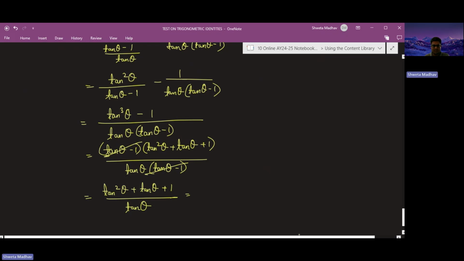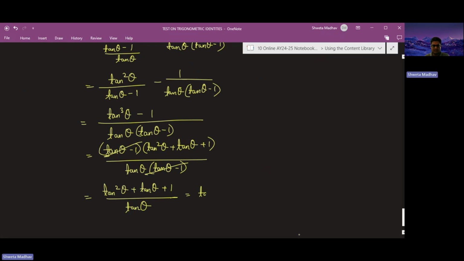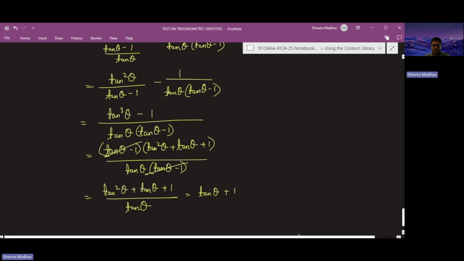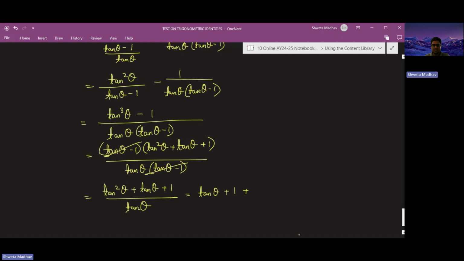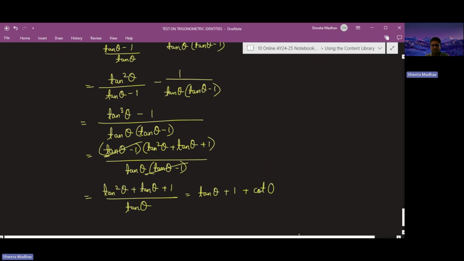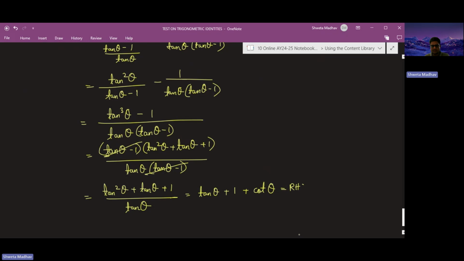So this will be equal to tan square theta by tan theta, that is tan theta, plus tan theta by tan theta, that is 1, plus 1 by tan theta, that is cot theta. Which is equal to the right hand side. So hence proved.